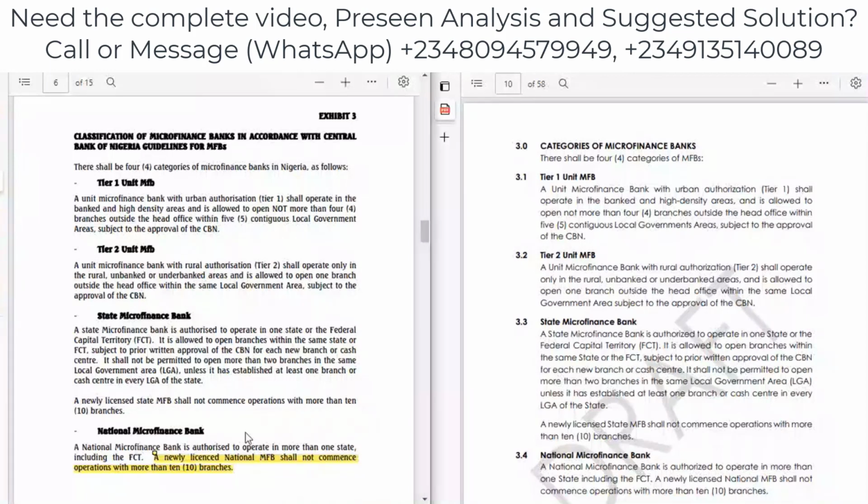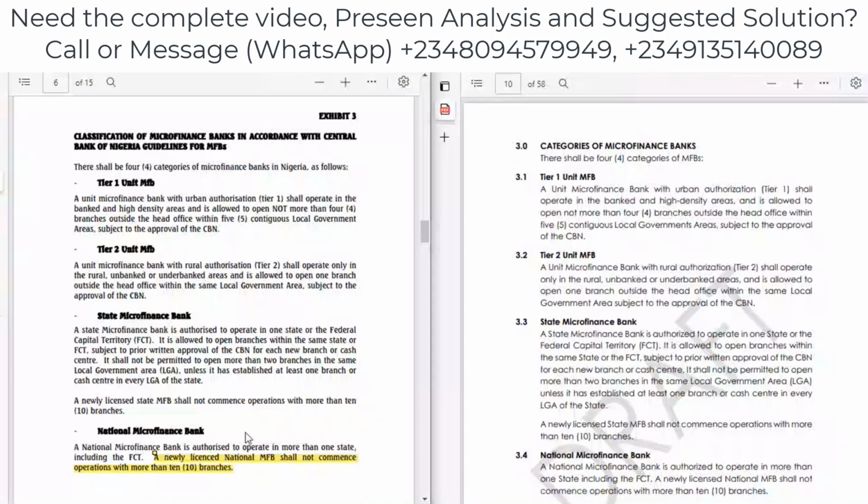So basically, ICAN wants you to study these CBN guidelines very well, because this would actually help you with the Preseen analysis, and it will help you in drafting your solution too, bigger to the case, because this is on the banking sector and you are expected to have a well-grounded knowledge of how the banking sector works, especially microfinance. You get that?